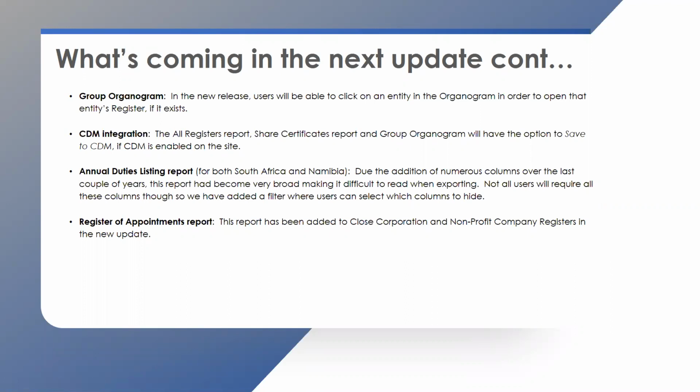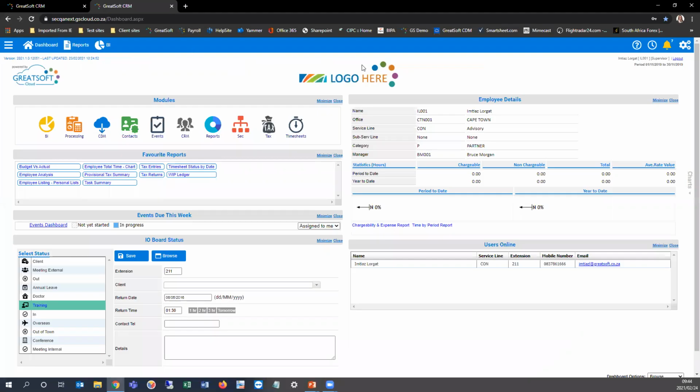So as I showed you just now, at the moment, if you're within a register and you want to pull any of your register reports, so for example, the register of allotments or the info sheet and so on, that integration already exists. However, the all registers report, the share certificates report, and the group organogram haven't yet been enabled to save straight to CDM. But that functionality is coming in next week's update. So I'm just going to show you over here.